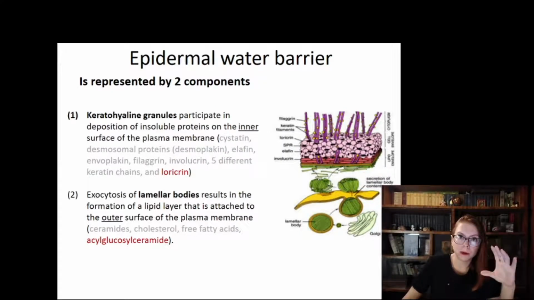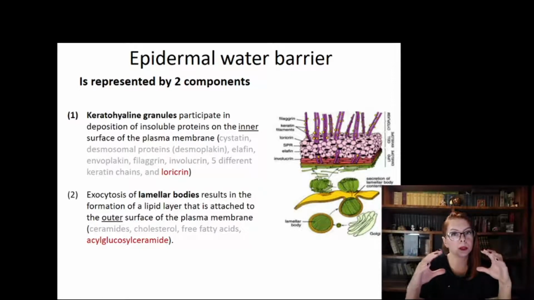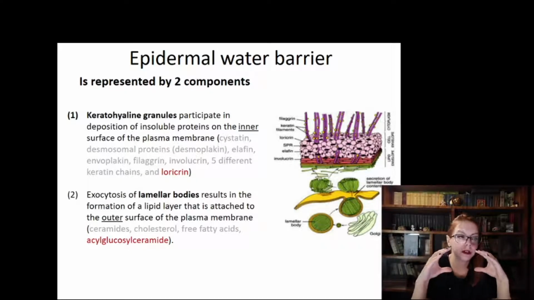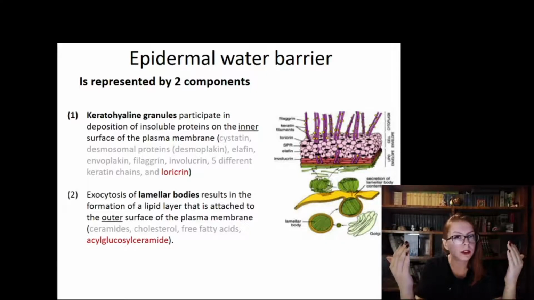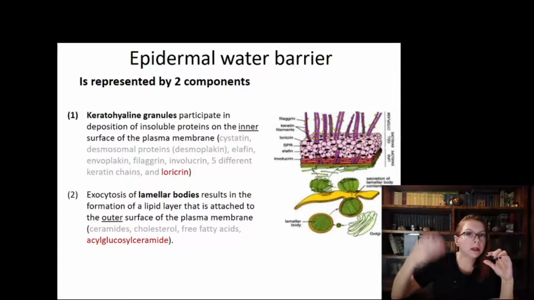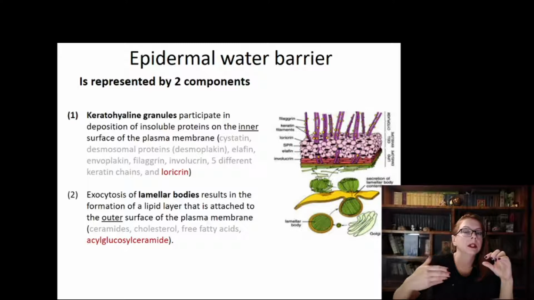So the water barrier of our skin is represented by two components. The first is produced by keratohyalin granules, and it is represented by dense proteins deposited under the cell membrane. So in every cell of our epidermis, in terminal stages of keratinization, dense proteins are deposited under the membrane, forming this dense shell, and it helps the epidermis to perform its mechanical function, its mechanical protection.